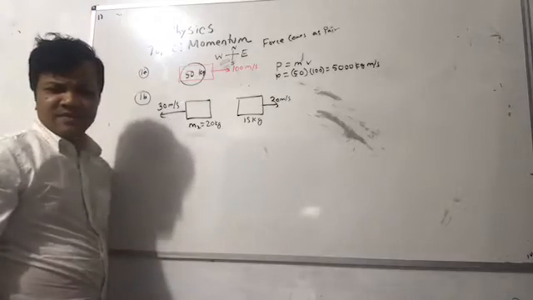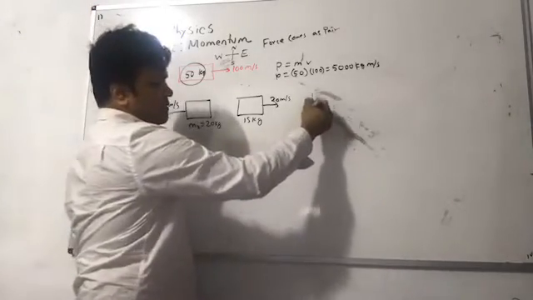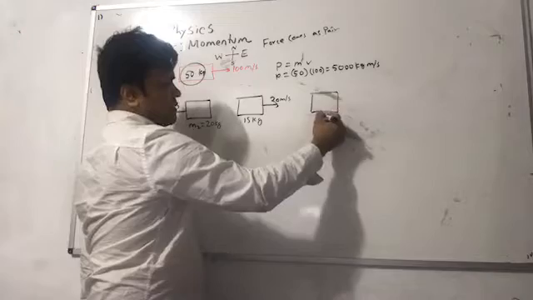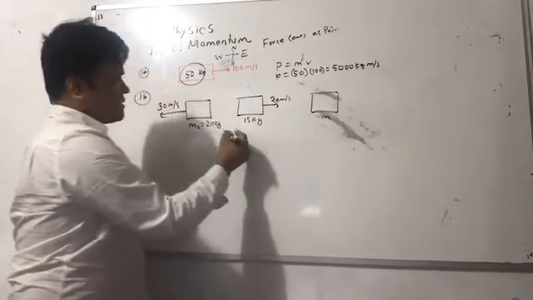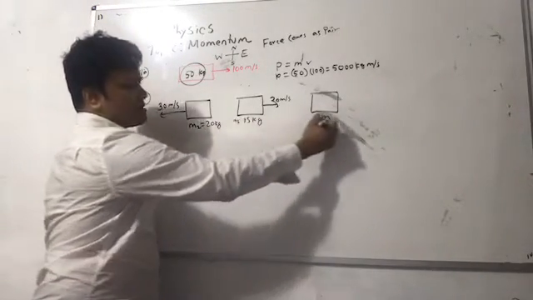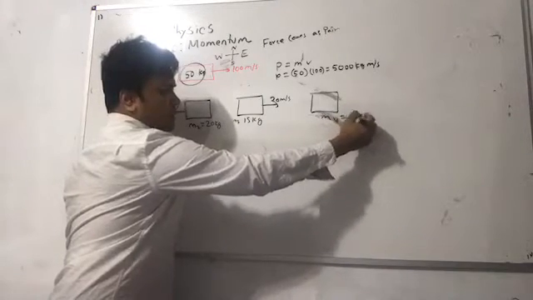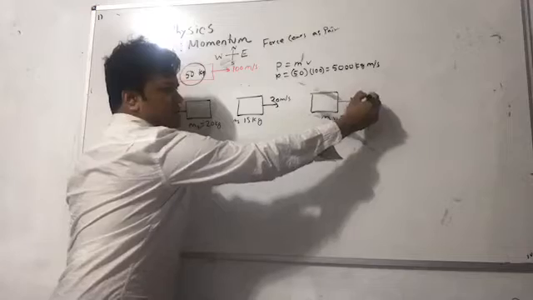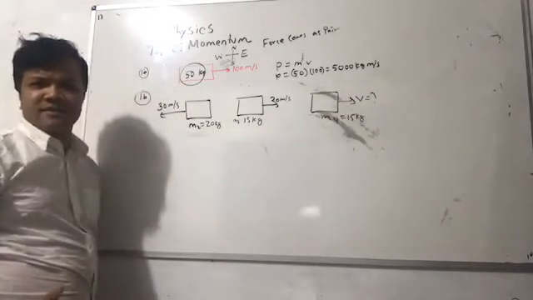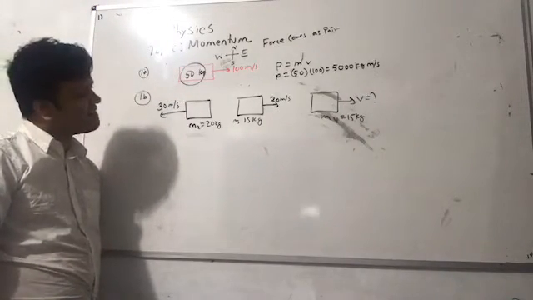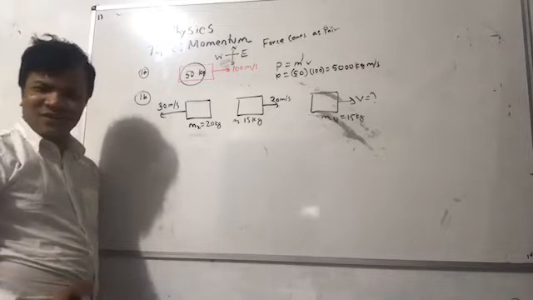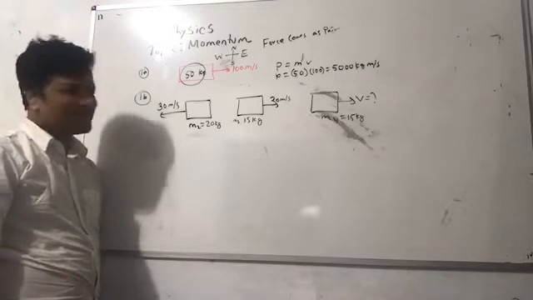The third piece is 15 kilogram. This is M3, this is M4. And we don't know the velocity of this. We have to find it. How can we find it? Let's see. Conservation of momentum will save us.